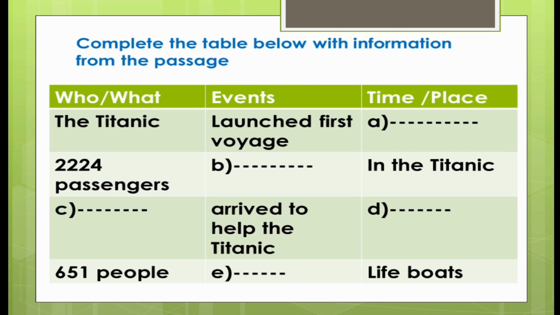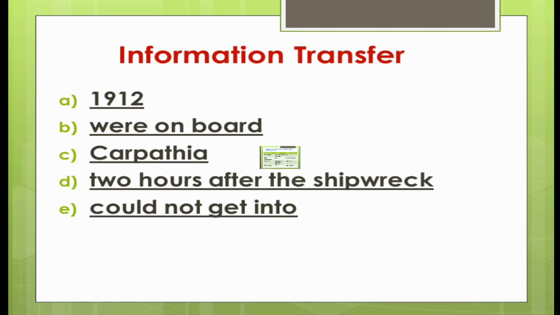So dear students, I'm sure you can guess the answers as we have already finished the passage. Now you have to write the answers maintaining the serial number. Well, now the answers for how to write this information transfer. First one, 1912. B, were on board. C, Carpathia. D, 2 hours after the shipwreck. E, could not get into.